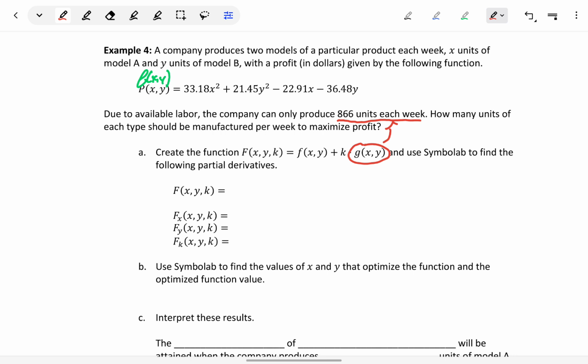In this case, we're told the company can only produce 866 units each week. That means our constraint is that x plus y, however many units we're producing, is capped at 866 units. So this is our constraint statement that we'll have to factor in to this expression. And in particular, what we'll do is rewrite this as the function g of x, y is equal to x plus y, and then we'll move over all the terms to the left-hand side of that equation to write this as x plus y minus 866.